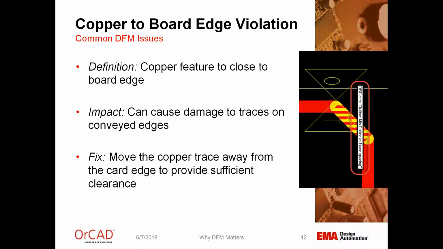Next one, a common occurrence as well, is a copper to board edge violation, where we have a trace that's too close to the edge of the board, especially if these boards are going to go on a conveyor for auto assembly. Depending on how close those assembly rails come to the trace, it could damage it. So we want to make sure that we move the copper trace back away from the card edge sufficiently to prevent these errors.